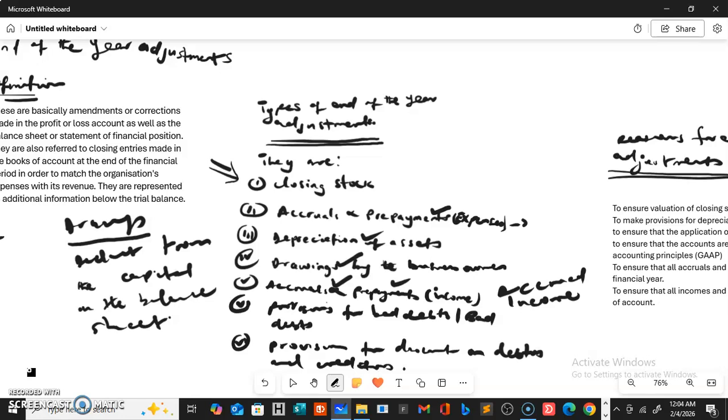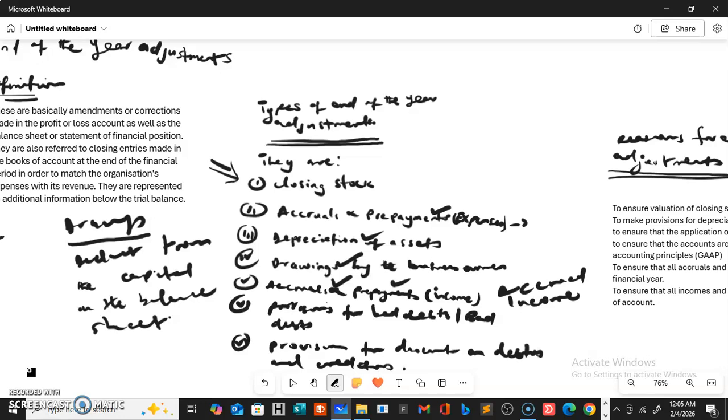In the case of prepaid income, it means that the organization has been paid in advance for work that has not been done. For example, if you have a contract earned by this organization and the contract is supposed to take 2 years, 3 years, the organization has not done the work, but it has been paid in advance for that 3-year period. In this case, this is a prepaid income.